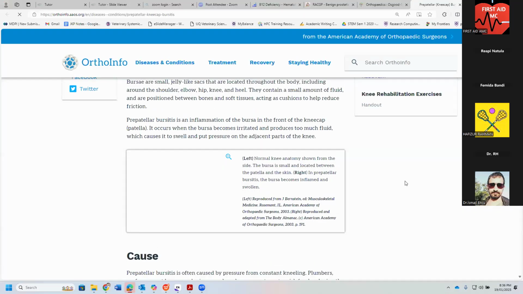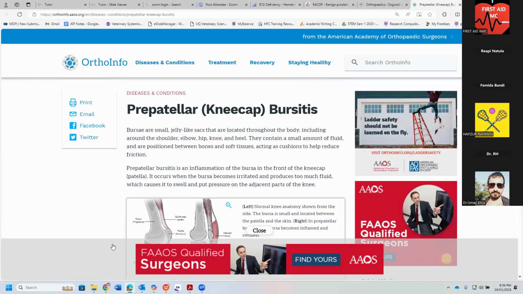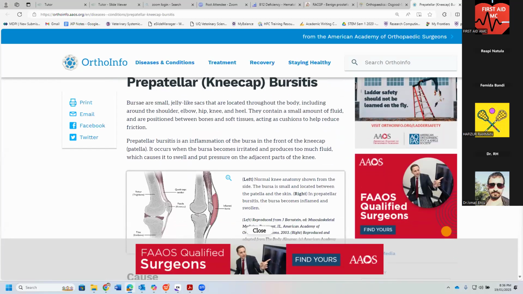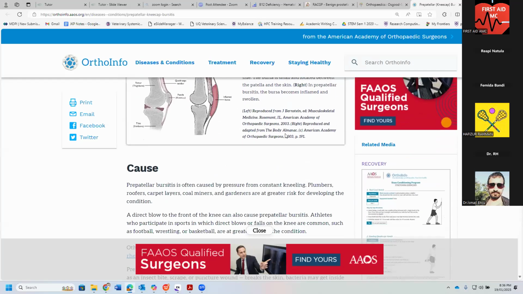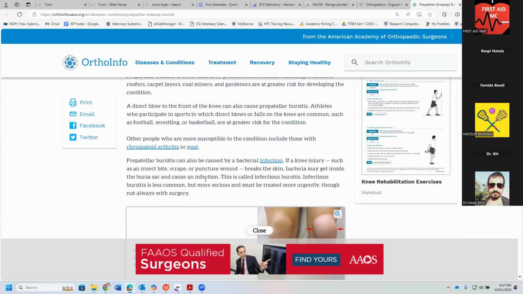Prepatellar bursitis. We know that it's the inflammation of the bursa on top of the patella. It's because of constant compression of the bursa between the patella and the hard surface, for example, kneeling down a lot. A direct blow can also cause it, for example, in trauma.